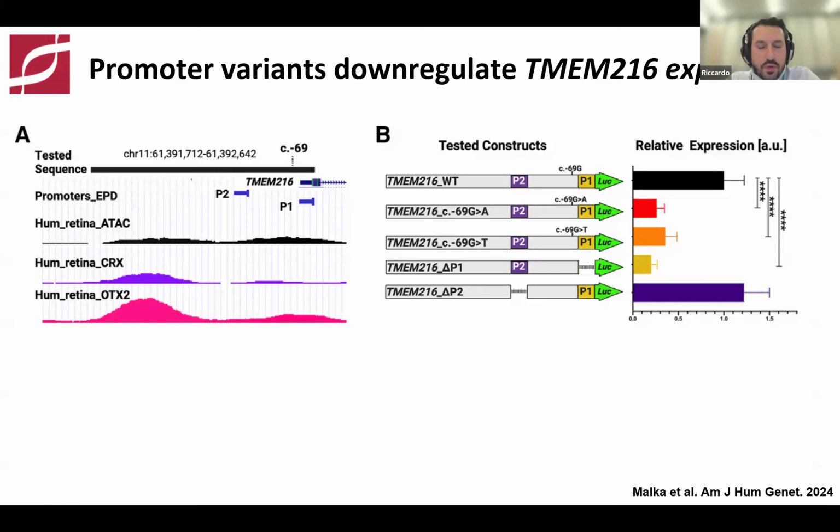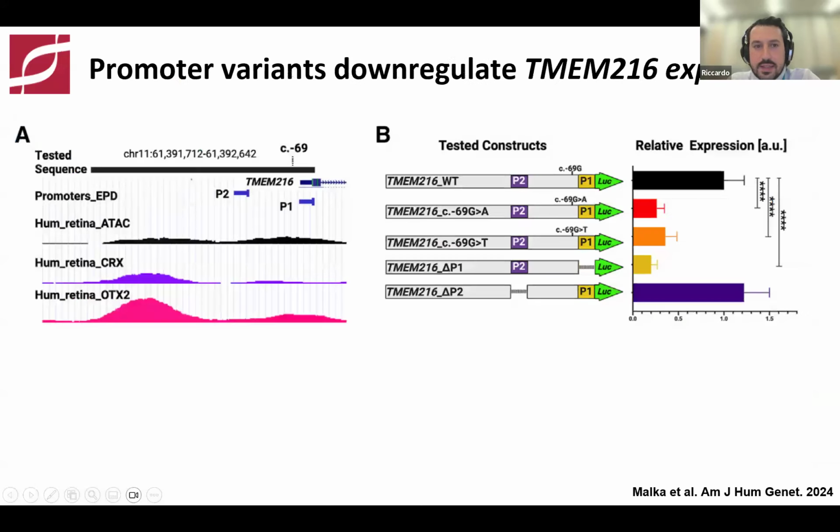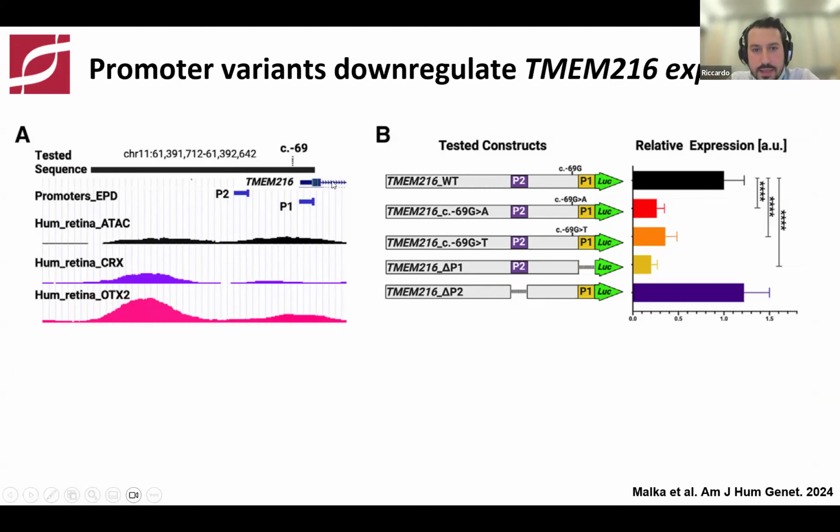And in fact, once we performed a functional assay, in this case a promoter luciferase assay, to study the function of the promoter, we observed that, okay, first of all, I want to give more explanation about figure A. In figure A, you see the genomic region, and this minus 69 is the same as minus 266. It's just in a different transcript. So pardon me, anytime you read minus 69, I just mean the minus 266 position. So this is the position, and this is the gene, TMEM261.